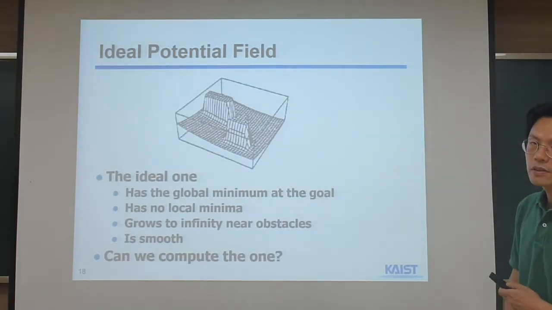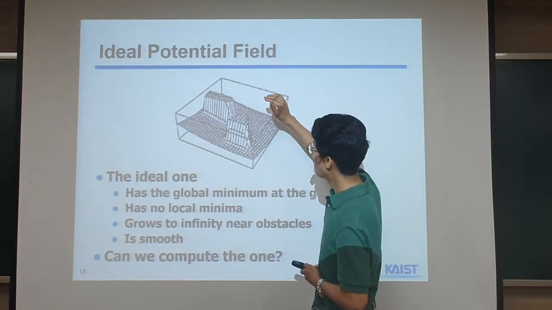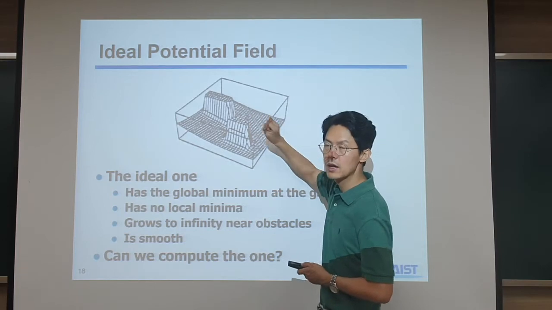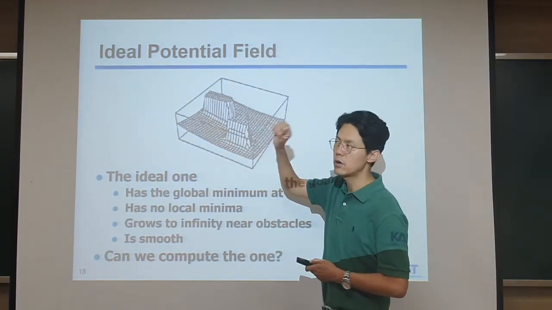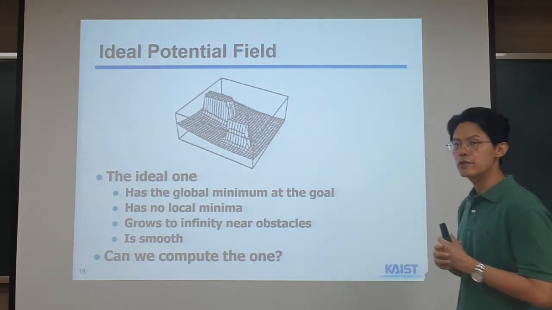Basically, this potential field concept is very simple. Once the robot is located within this field, we can very easily compute the force or the control that can guide the robot to the goal. But there are actually a lot of issues.